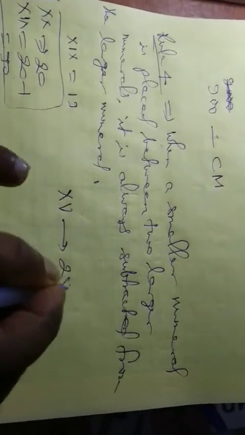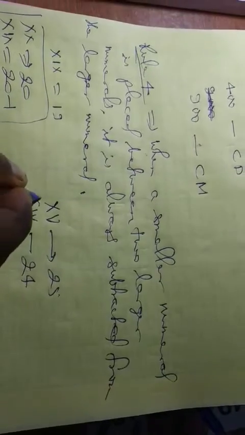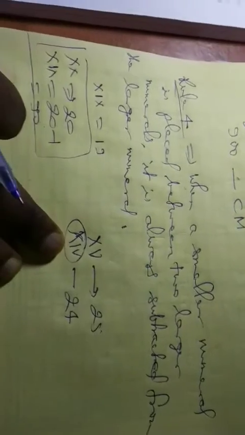Suppose you have to write 19. XIX. Double X means 20, but XIX means 20 minus 1, that is 19. Suppose you have to write 24. XV means 25, but XIV means 24. So here I was subtracted from V. So, some examples.